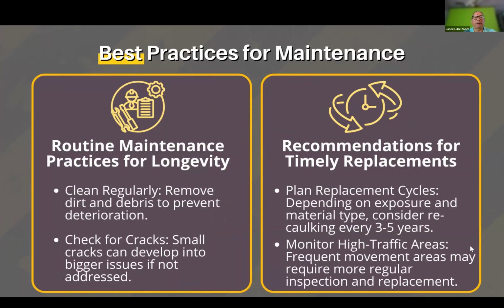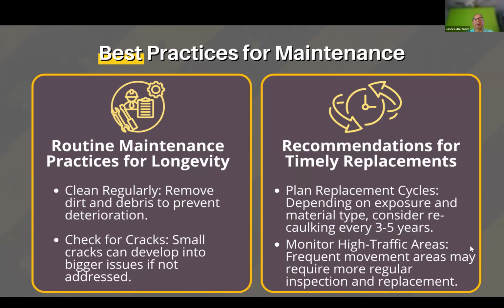Best practices for maintenance, routine maintenance practices for longevity. Clean. On the exterior of your house, if you need to clean it, by all means, remove the dirt and debris. That'll help the paint, help the caulking. Check for cracks. Small cracks can develop into bigger cracks. If you have a 2-story house, or you live in a 40-story building, you can't inspect the cracks on the second or third floor or even higher. It's hard. So that's why you've got to call in contractors with ladders and all that.